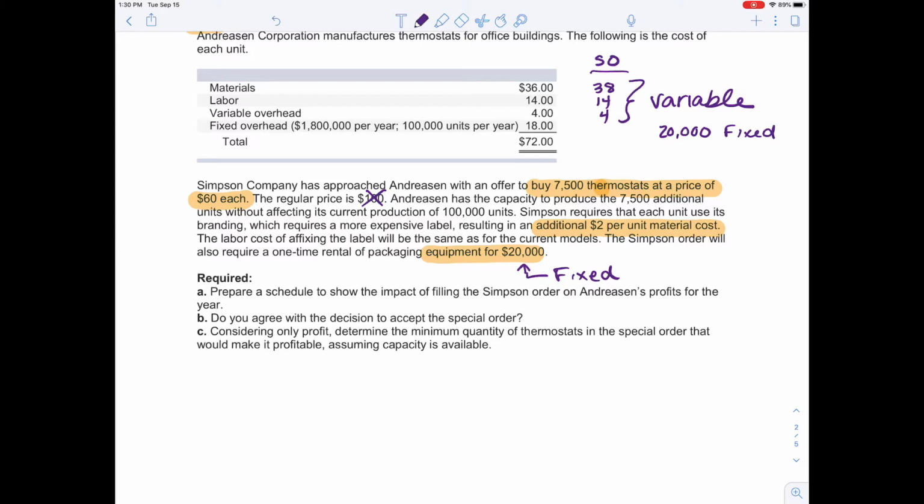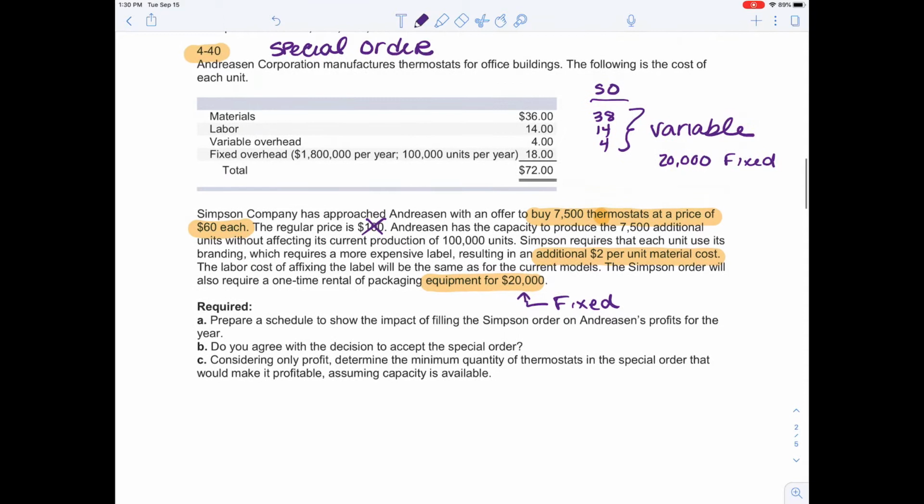And I think that's all we need so far to move forward. What they're going to ask you to do is build out a very simple income statement that shows what our process looks like now and how much money we're making, what happens if we take this alternative, this special order, and what are the differences.